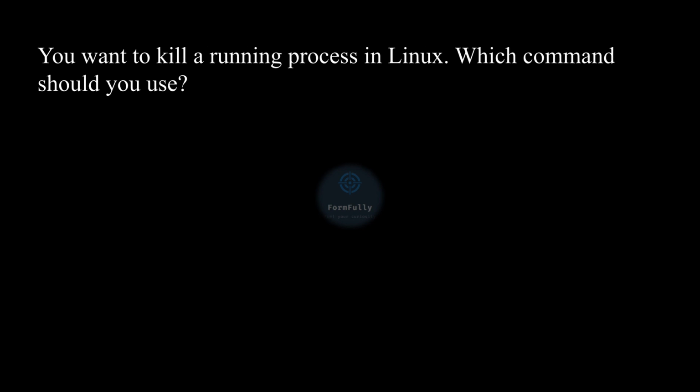You want to kill a running process in Linux. Which command should you use? Options are stop, terminate, kill, end. The kill command is used to terminate or send signals to running processes in Linux. The stop and end are not standard Linux commands for killing processes. Terminate is a general term but not a specific command. So the correct option is kill.